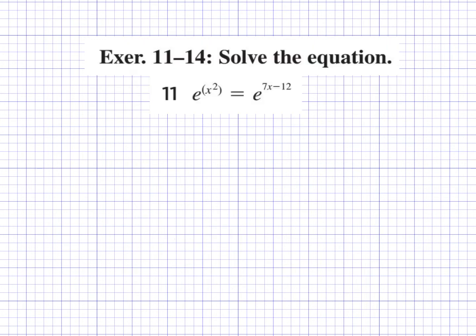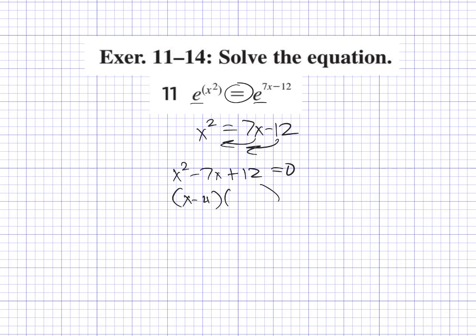All right, so we solve the equations here. Remember, if your bases are the same, then the exponents must be the same if they're equal to each other. So x squared equals 7x minus 12. Going to have a trinomial, so move everything over. So this is x squared minus 7x plus 12 equals 0. So now factor it. X minus 4, x minus 3. So our zeros are 4 and 3. All right, and you could check these and they should work. If one doesn't, then it's extraneous.